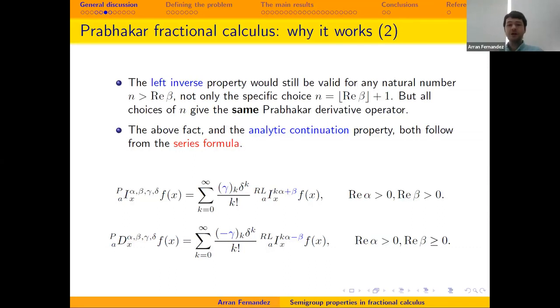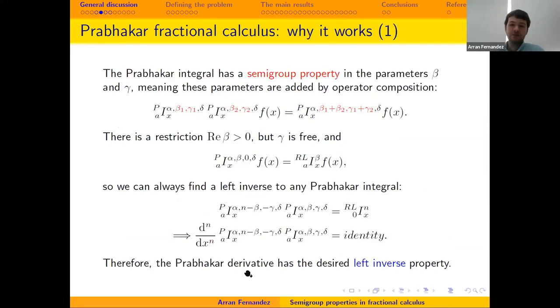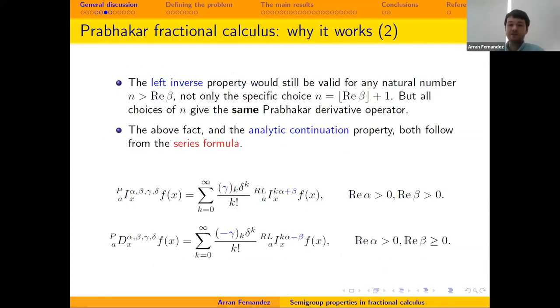So from this series formula, we have the analytic continuation property. We also have this independence of the choice of n that I mentioned, because you can see in the Prabhakar derivative formula, n does not appear in this series formula. There is no dependence on n. So you can choose this n to be anything bigger than beta, and you get the same operator with the same formula.